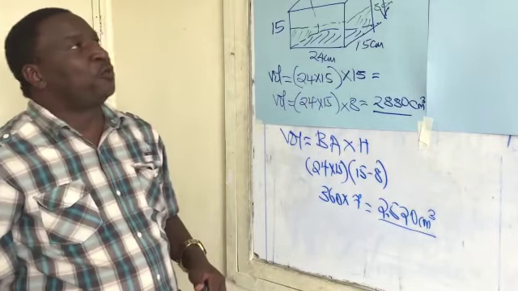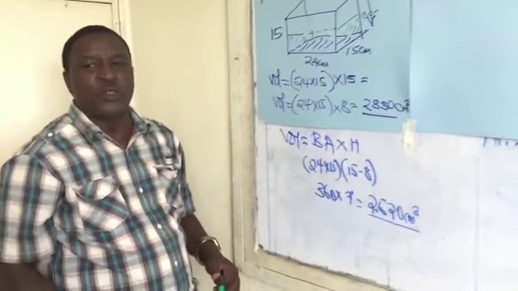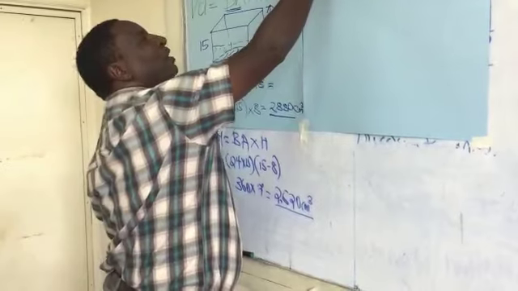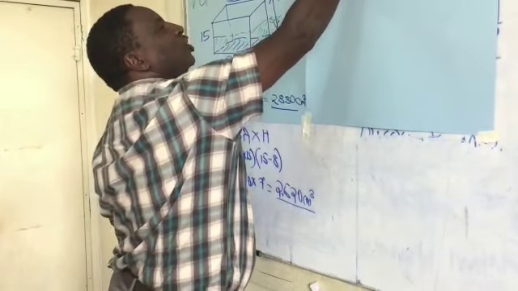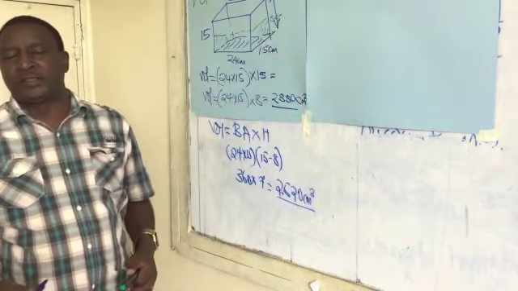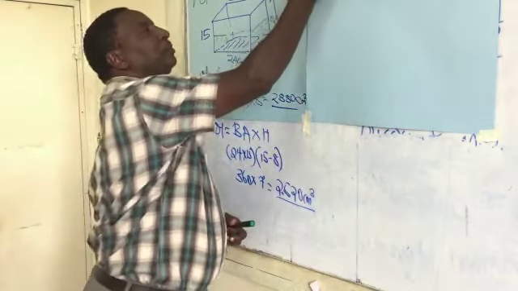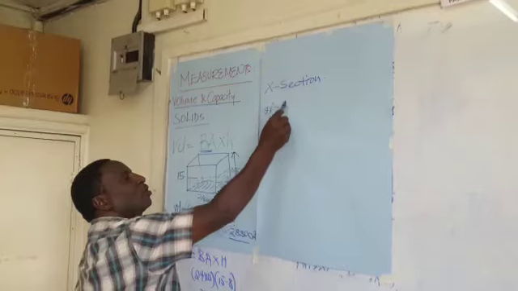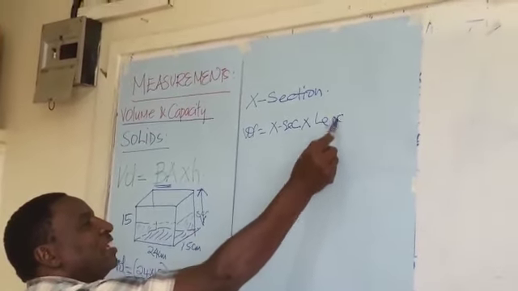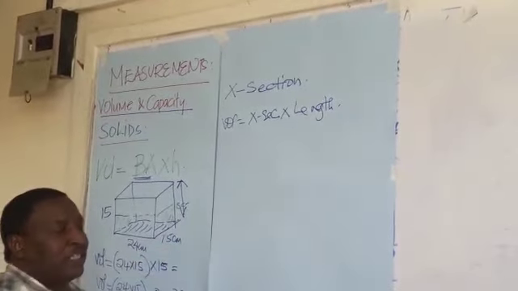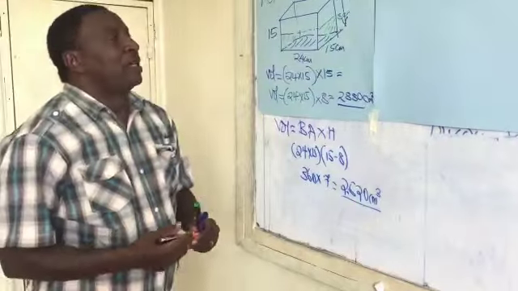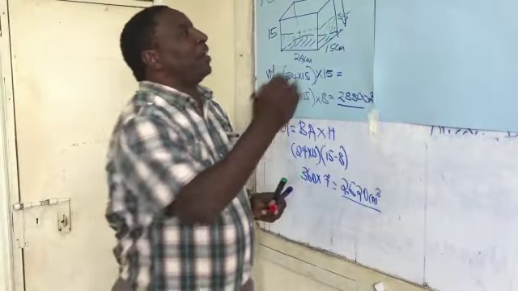I will also want to move to the next level and see us using the base area, but this time we'll use it as cross section. That volume is cross section multiplied by length. This time the same height becomes, we will use the word length. And I will use a good example here.